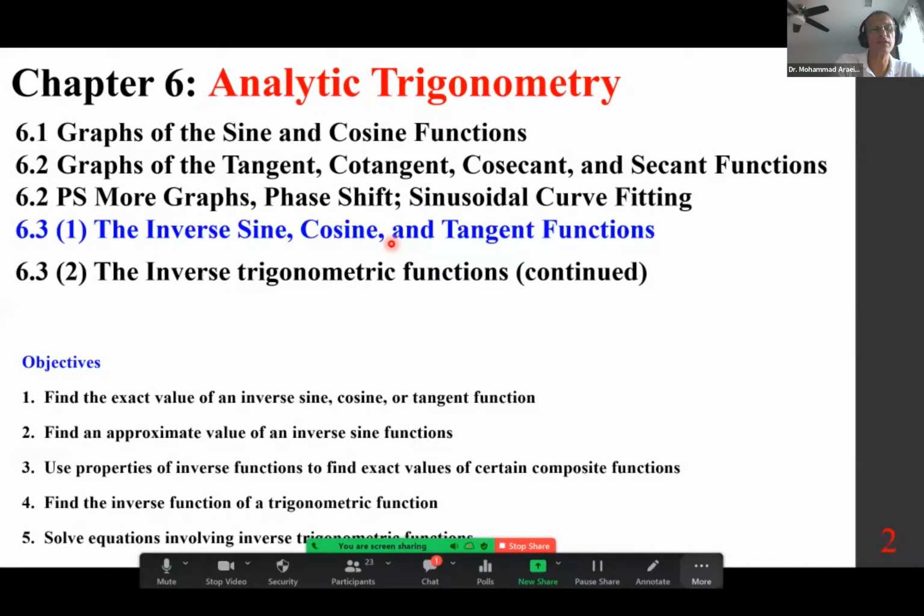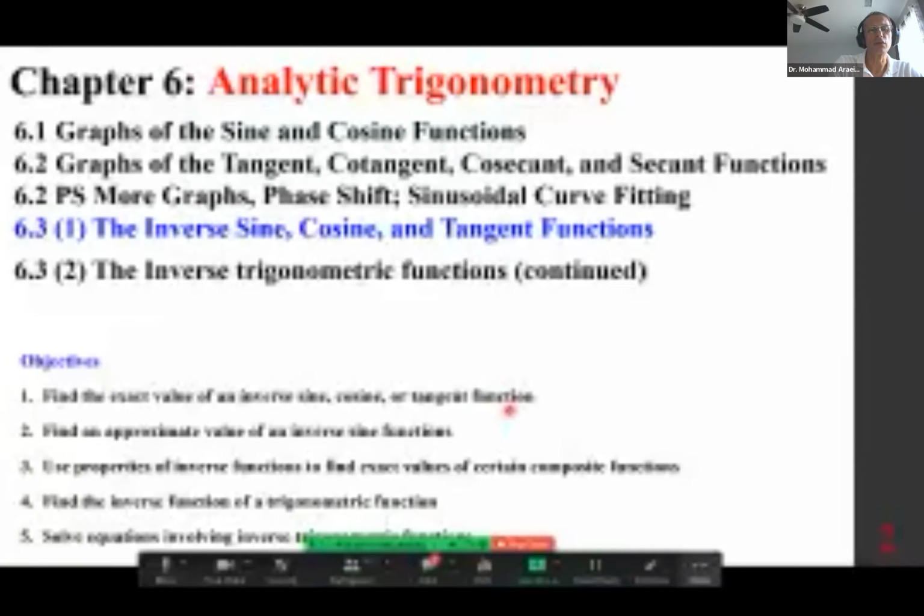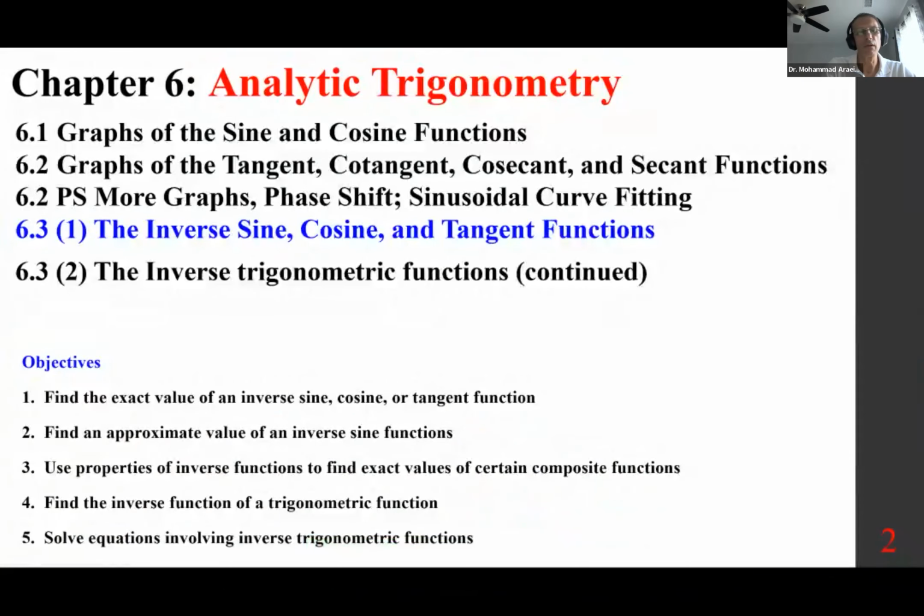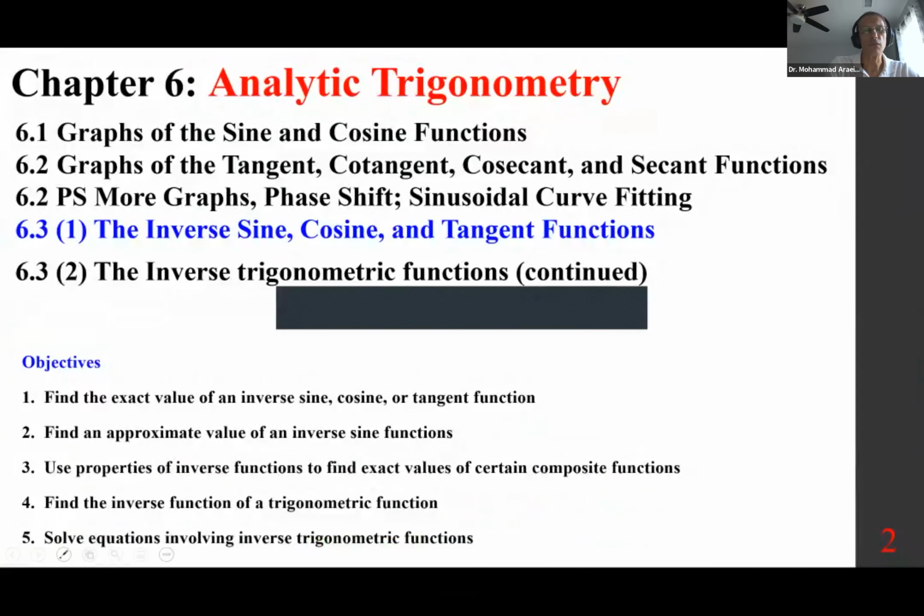So we're going to find the exact value of an inverse sine, cosine, or tangent function. We're going to approximate. We're going to use properties of inverse functions to find the exact value of certain composite functions, and we want to find the inverse functions of the trigonometric functions. And we're going to solve equations involving them. Equations involving inverse trig functions.